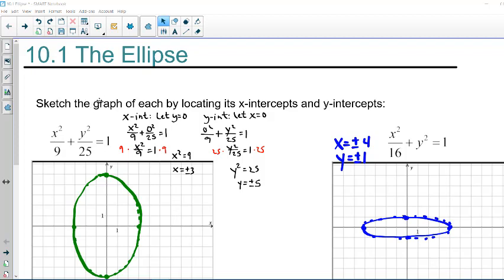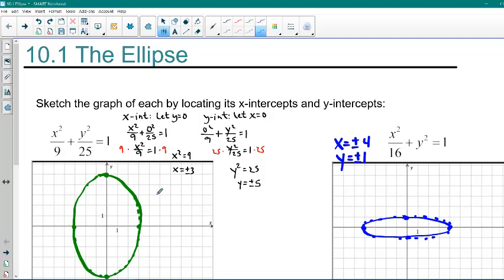Our instructions say to sketch the graph of each by locating its x-intercepts and y-intercepts. So what I've done is I have done just that. For the first one, I actually worked it out. And just a reminder, when you're looking for the x-intercepts of something, you let y equal 0. You'll notice that we simplify and solve and we end up with x is equal to positive 3 and negative 3. So we have an x-intercept here at positive 3 and one here at negative 3. Notice that the center is at 0, 0.